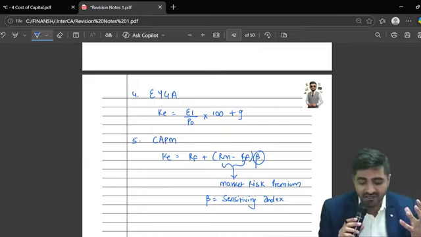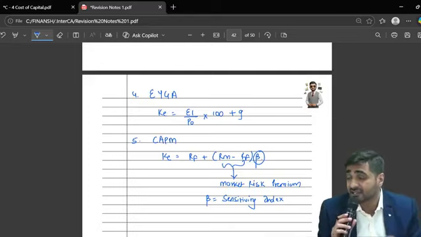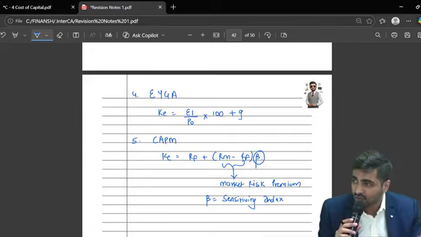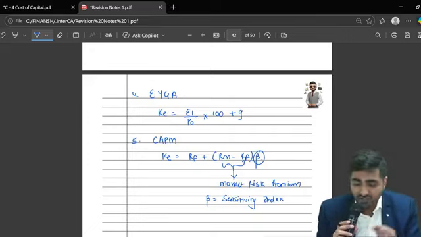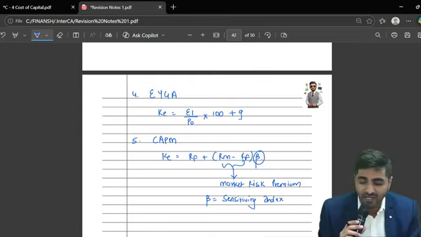Are you understanding that beta is nothing but the sensitivity of stock with the market? So it's the sensitivity of the stock as compared to your market. Beta will always be given to you and that will be helpful for the purpose of calculation of your KE.